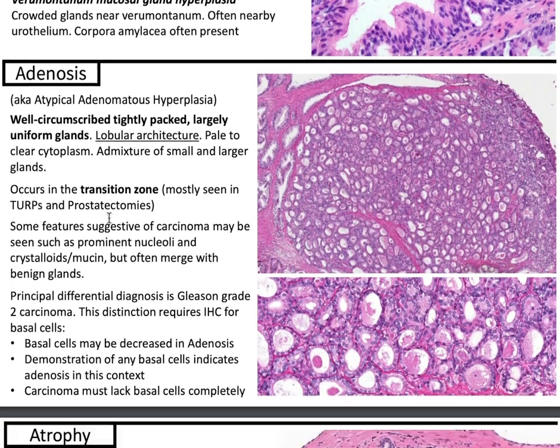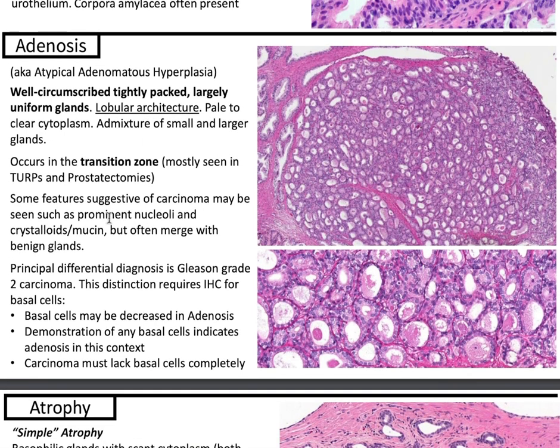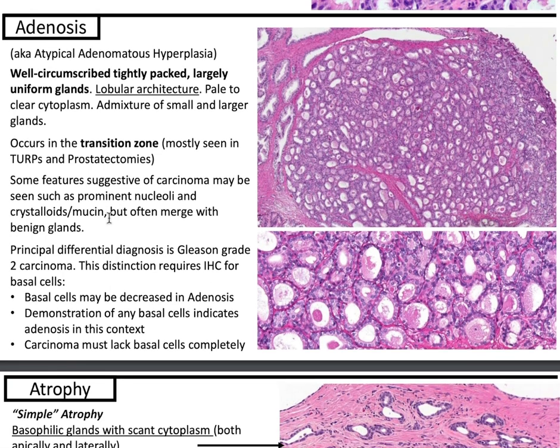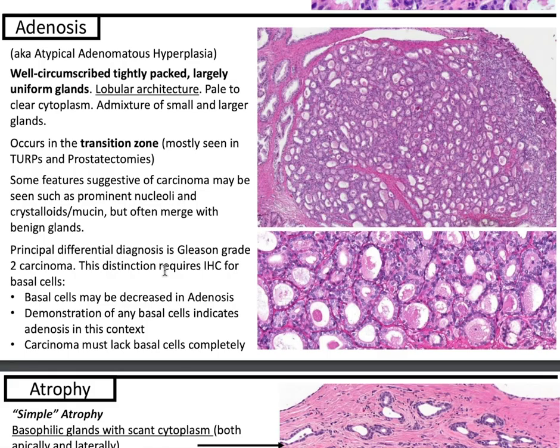can be a clue. Adenosis, or atypical adenomatous hyperplasia, you'll have well-circumscribed, tightly packed, largely uniform glands. You have a lobular architecture with pale to clear cytoplasm. There's an admixture of small and larger glands, and occurs in the transition zone. So let's go back here. So it occurs in the transition zone here. Mostly seen in TURPs and prostatectomies.